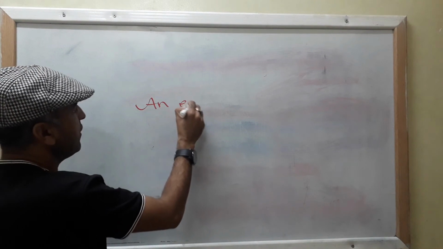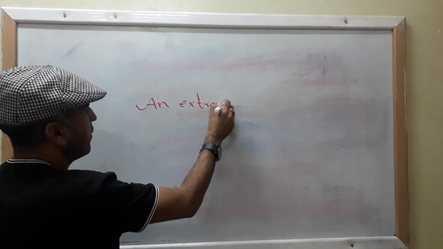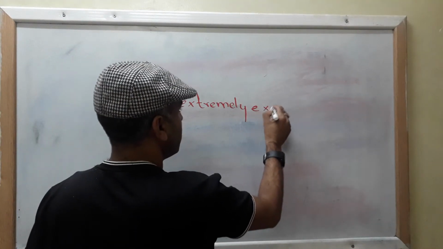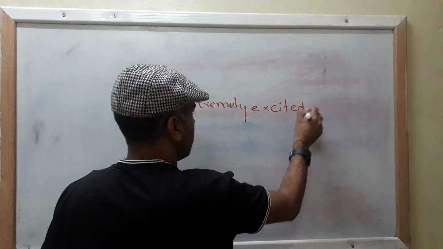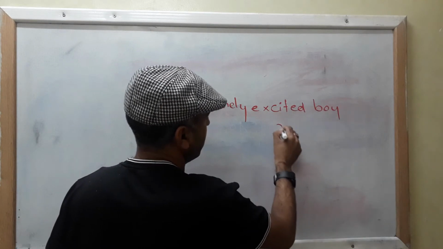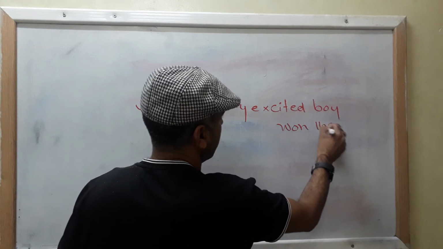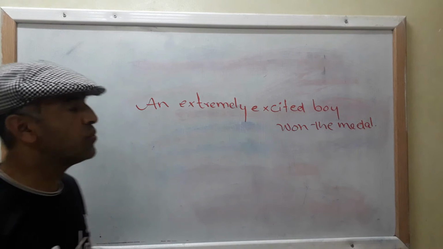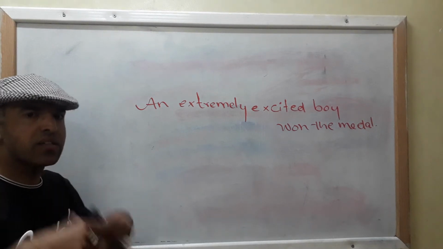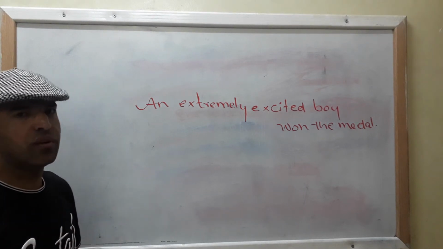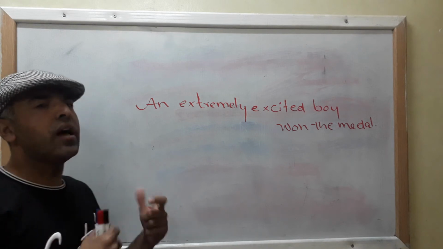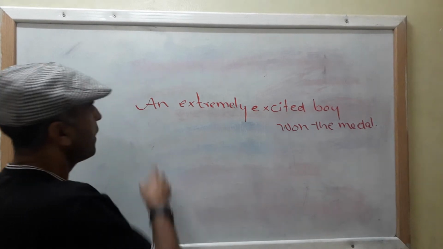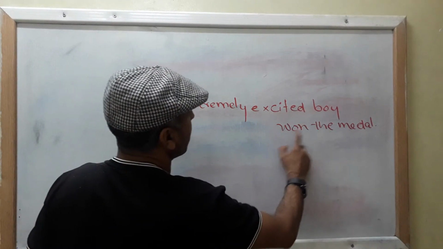An extremely excited boy won the medal. Now this is very simple. In order to find an adjective phrase, what will you have to do? You will have to ask the question "what?" Excited boy won the medal.